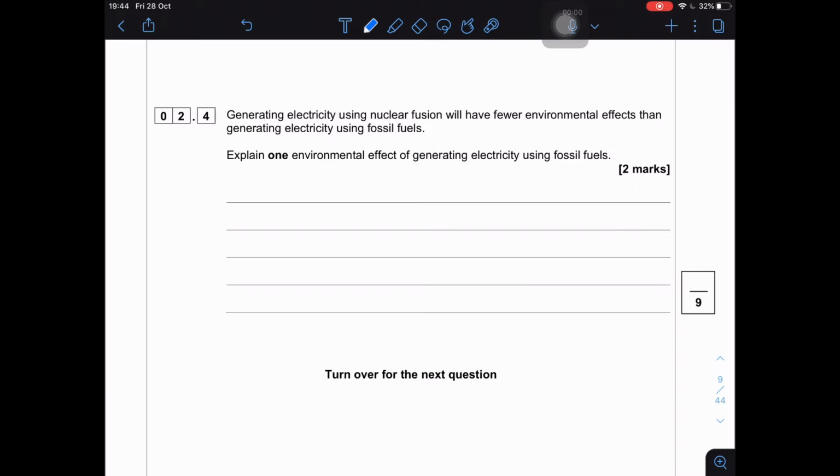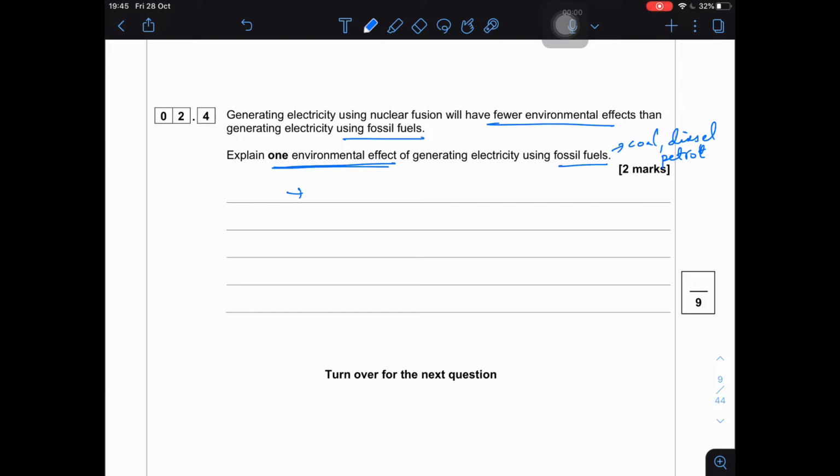Generating electricity using nuclear fusion will have fewer environmental effects than generating electricity using fossil fuels. So what is one environmental effect of generating electricity using fossil fuels? You can say releases carbon dioxide. Fossil fuels are like petrol, diesel, burning coal. These are all fossil fuels. So coal, diesel, petrol, etc.